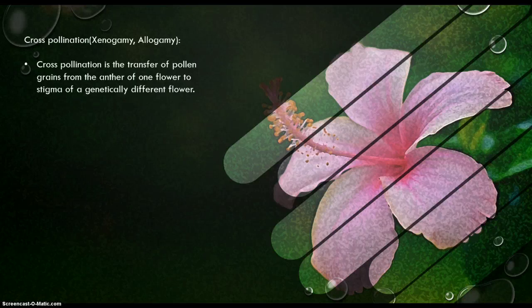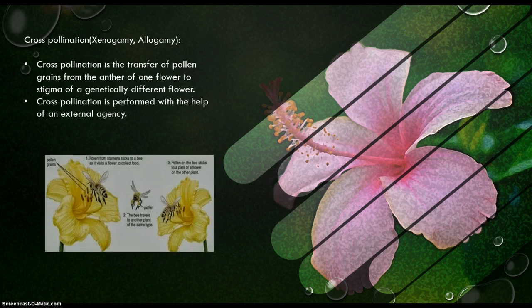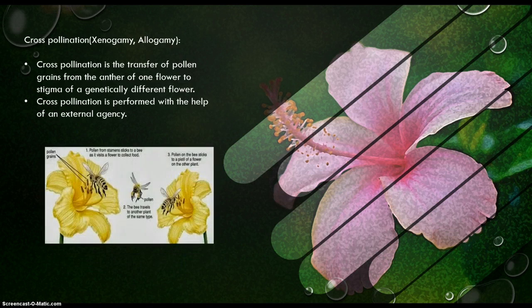We'll discuss this cross-pollination in a broader way in the upcoming classes, but let us have a small overview regarding it. So what is cross-pollination? That is the transfer of the pollen grains from the anther of one flower to the stigma of another flower of a genetically different flower.